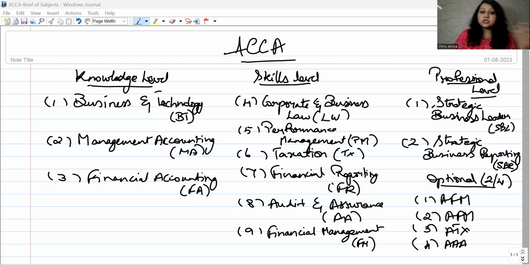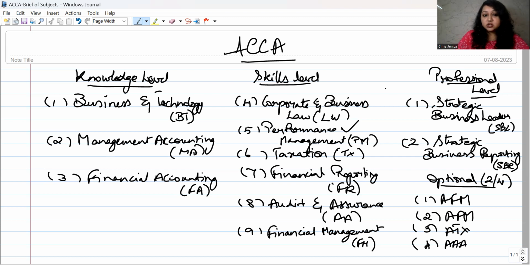Now, those people who are starting right after school, or even while doing BCom, I can see many people not claiming the exemptions, but starting ACCA while doing their BCom. If at all you're going to claim exemptions after the 3 years of degree, you will be starting from the paper of PM, that is performance management, and you will get the exemption from knowledge level BT, MA, and FA, and at skills level, you will get exemption for law.